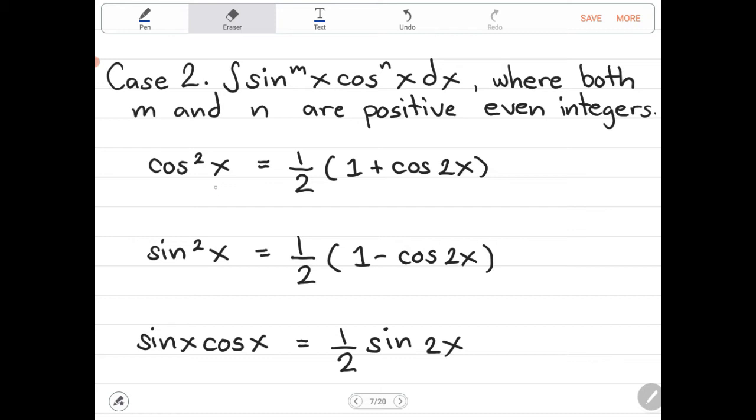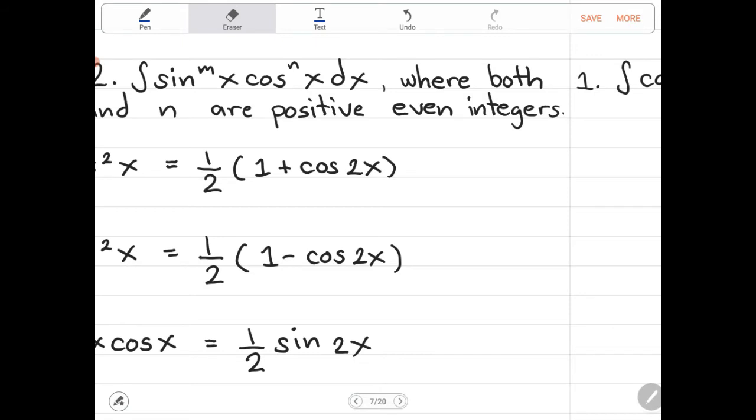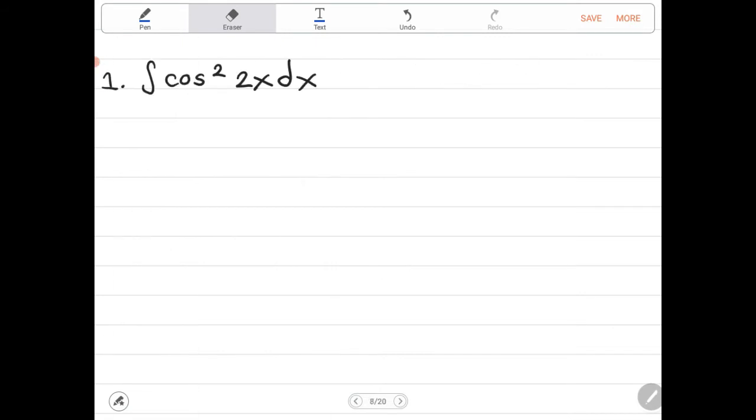So we have 3 possible substitutions, right? As you can see, the angle here is being doubled. So the given is x, x, x, so that is doubled: 2x, 2x, 2x. Okay? So that's what we should always remember, that the angle is doubled. Let us try. Number 1, the integral of cosine squared 2x dx.